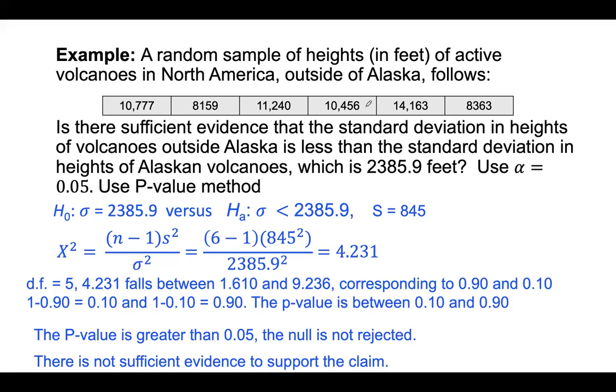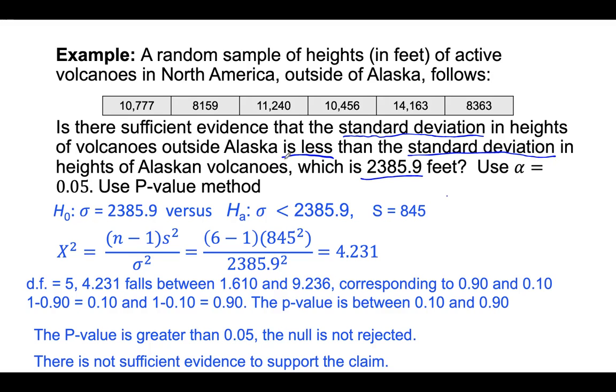So a last example here. A random sample of heights, let's say they're in feet, of active volcanoes in North America outside of Alaska are as follows. Is there sufficient evidence that the standard deviation in heights of volcanoes outside of Alaska is less than the standard deviation in heights of Alaskan volcanoes, which is this particular value? So use this alpha 0.05, and we could use a p-value method.